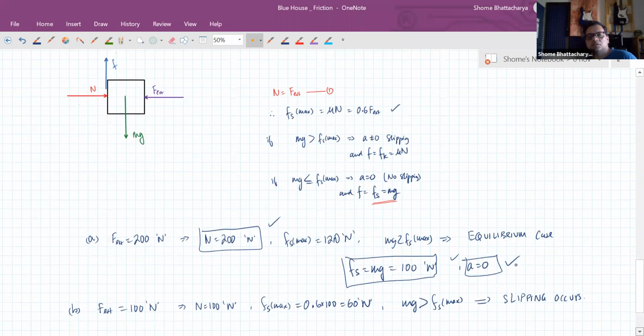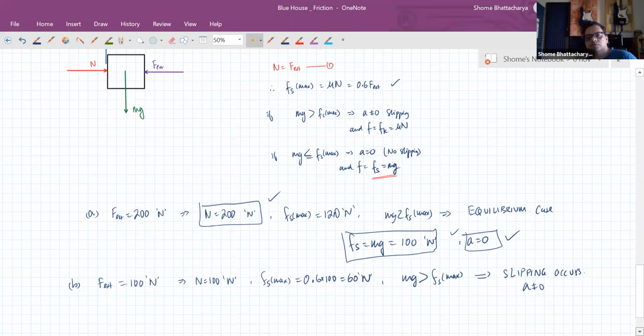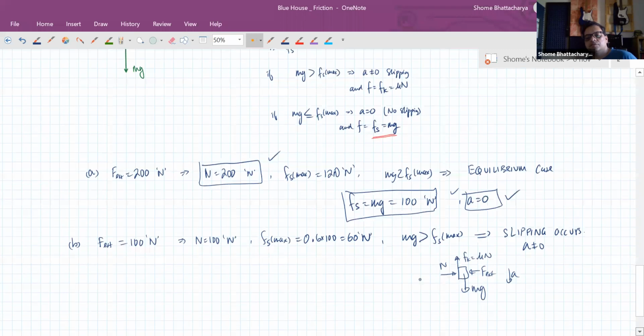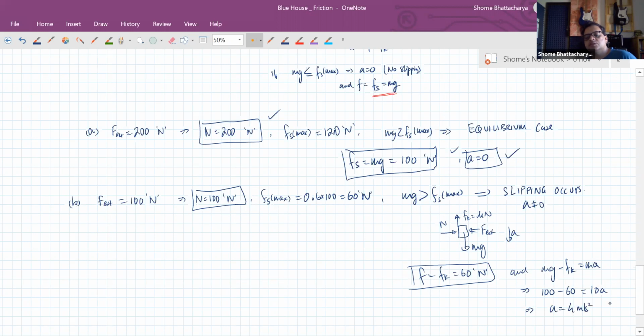Okay. So, in this case, acceleration will not be zero. So, our free body diagram, the vertical forces will consist of this. You have a downward acceleration a. So friction will be kinetic friction equal to 60 newtons. Okay. Normal reaction already have calculated. Okay. And mg minus kinetic friction will be equal to mass into acceleration. So 100 minus 60 will be equal to 10a. So we'll get the downward acceleration of 4 meters per second square.